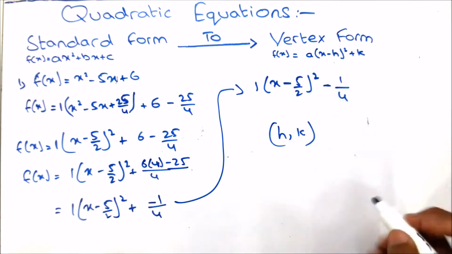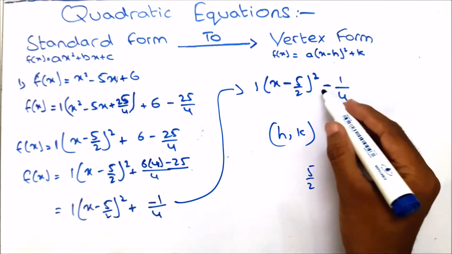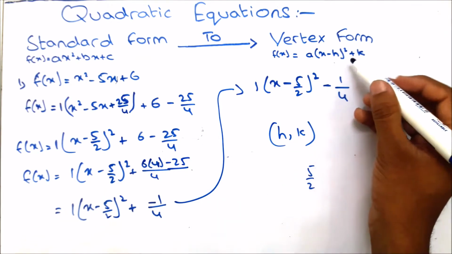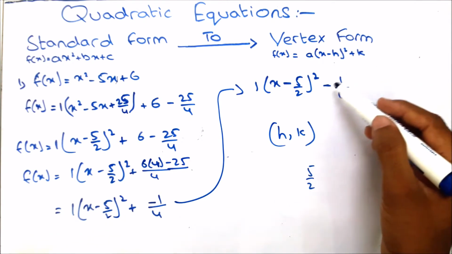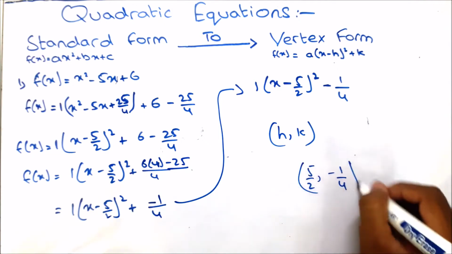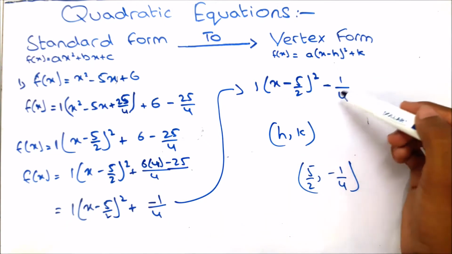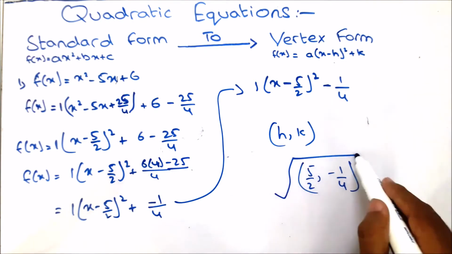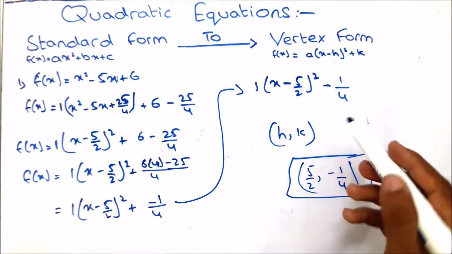Here we have minus 5 divided by 2, so we take 5 divided by 2, and k as it is. This is k, we just take k whatever we have over here. The sign does not matter over here. We have minus 1 divided by 4. Remember, we have to take the opposite sign of this h and the same sign of k. So we have our vertex over here. This is our answer of the vertex.